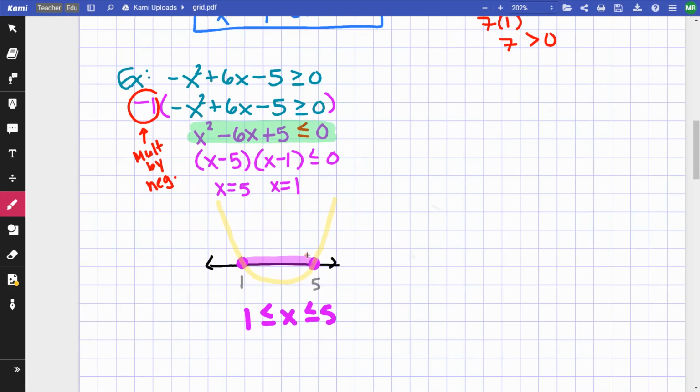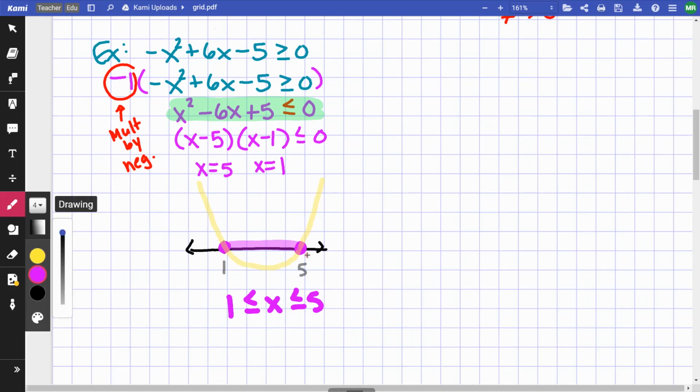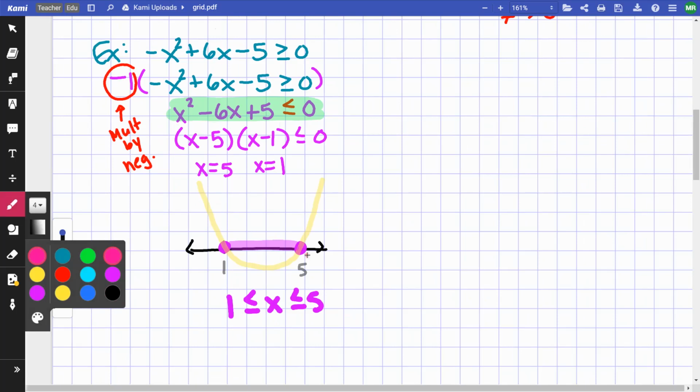Okay. I'm going to do one more parabola or quadratic, and then I'm going to do some absolute values. So let's say that we have the following.